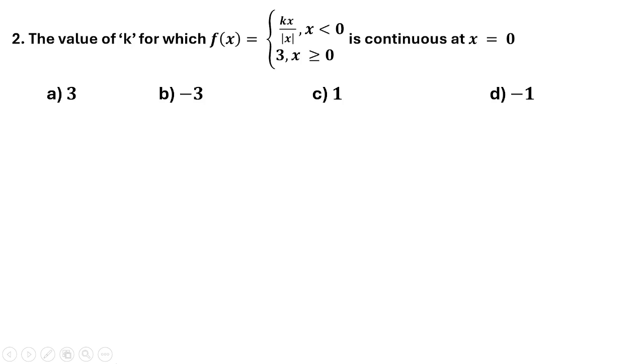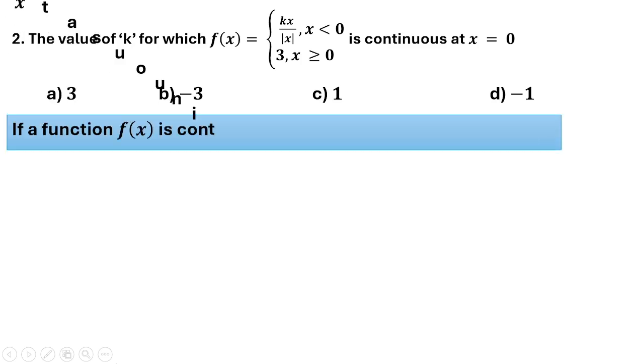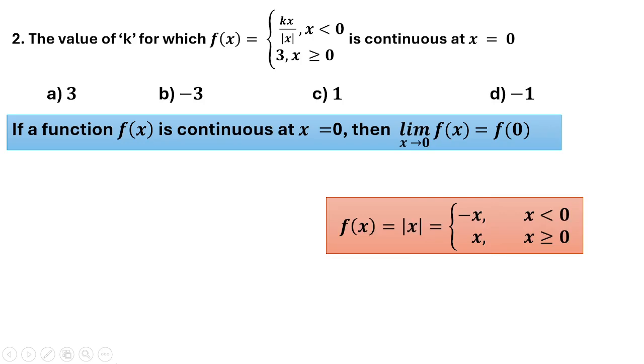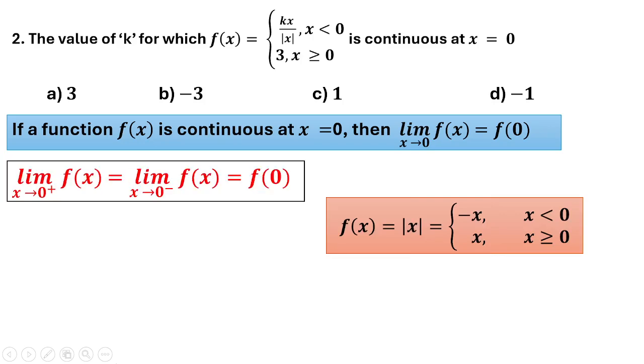Question number 2. The value of k for which the function is continuous at x is equal to 0. Let us recollect the condition for continuity. If a function is continuous, then the limit as x goes to 0 of f of x is equal to f of 0. The limit should exist. What is the meaning of exist? Right limit is equal to left limit. That is, limit x goes to 0 plus is the same as limit x goes to 0 minus, is equal to f of 0.